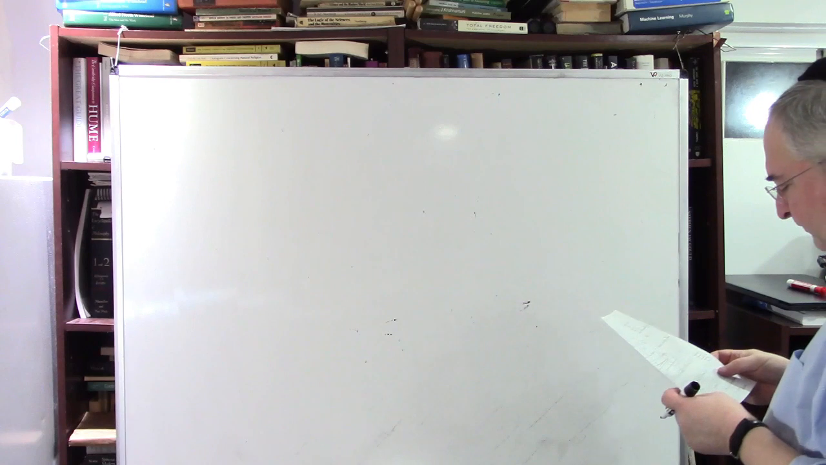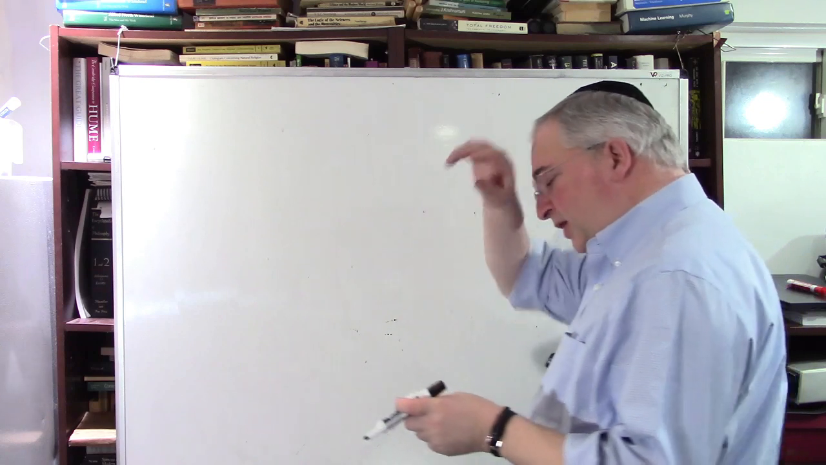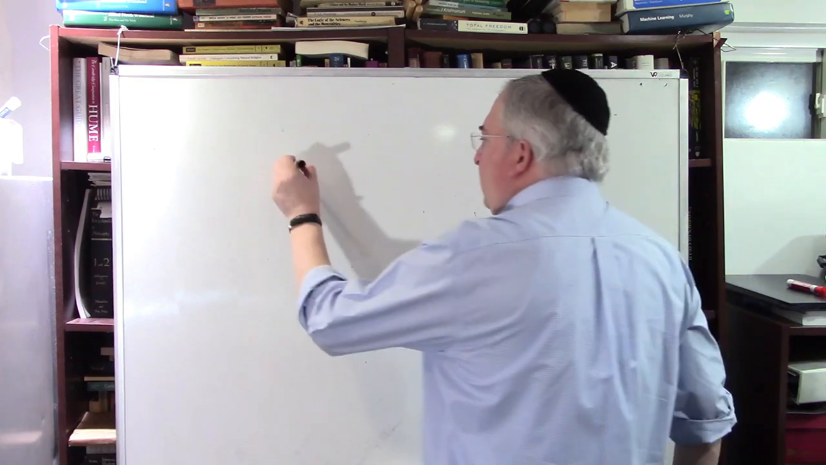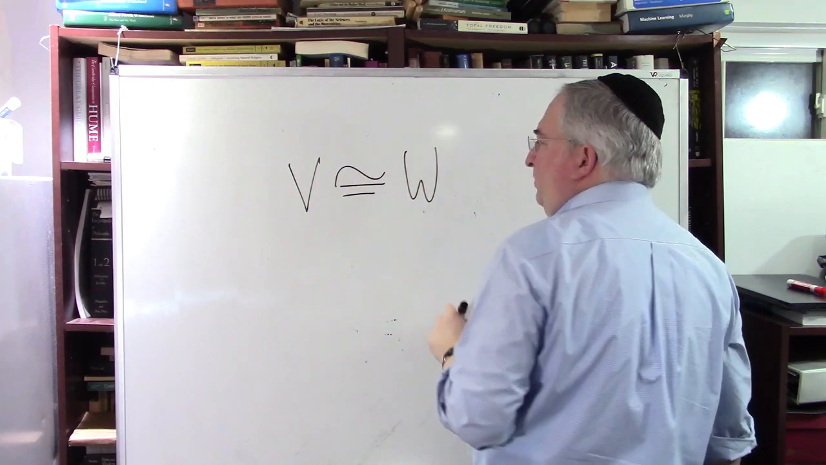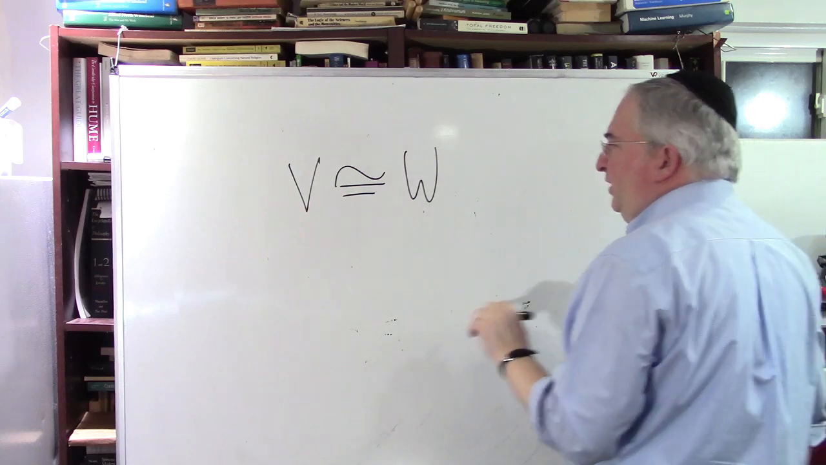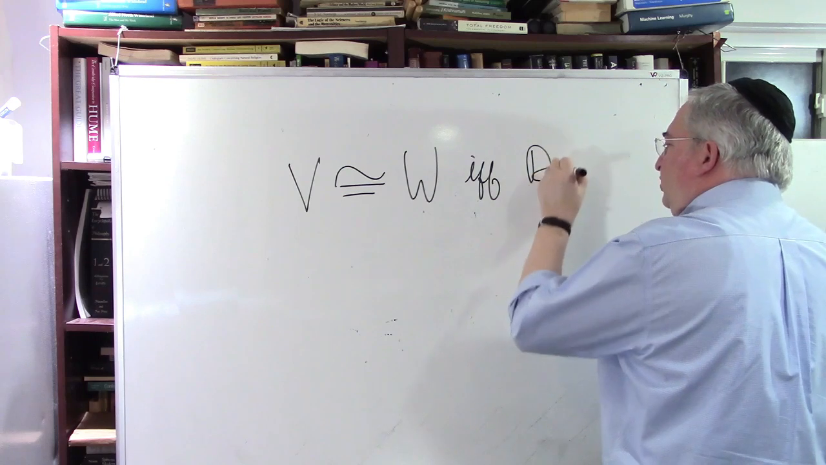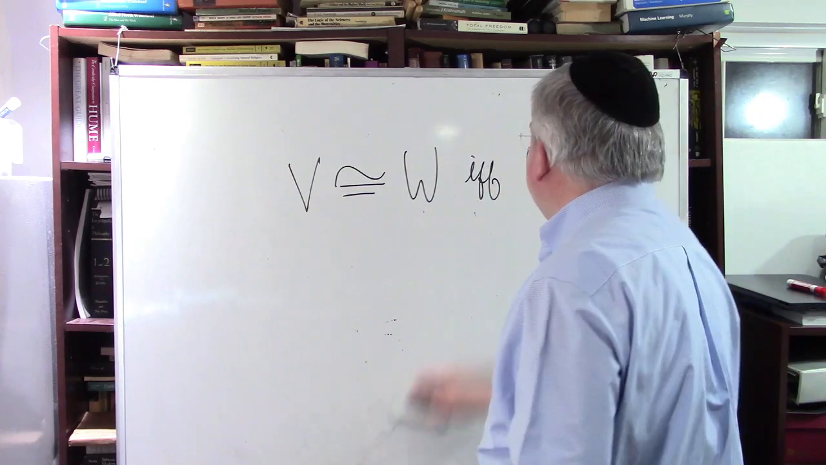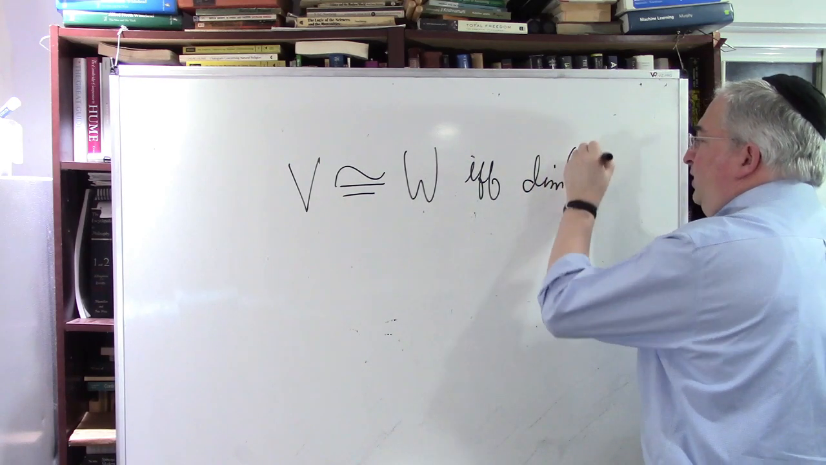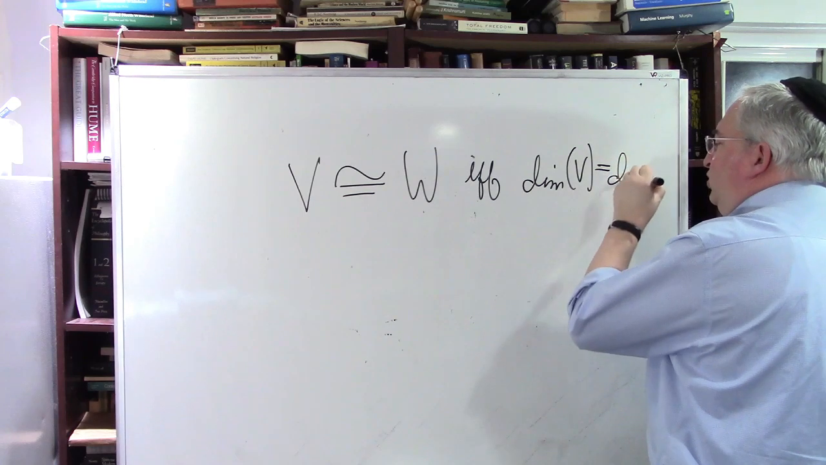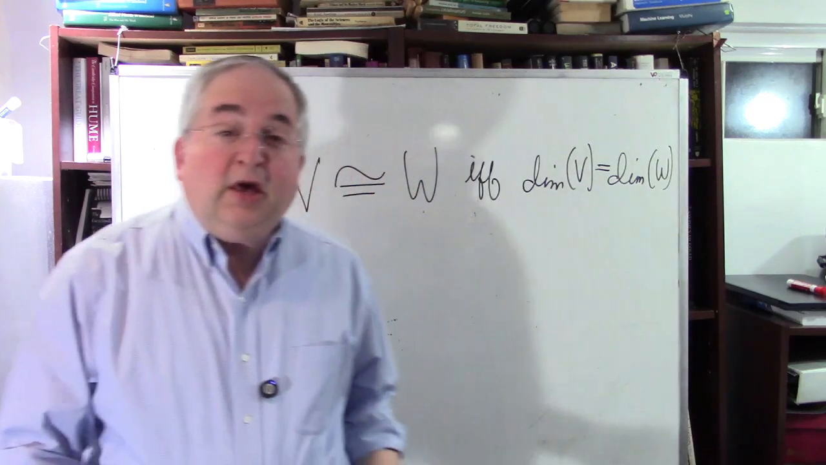Okay, a few more small things about complex vector spaces, namely, V is isomorphic to W, that's where we write isomorphic, if and only if the dimension of V is equal to the dimension of W. I've been using lowercase the whole time, so why change?